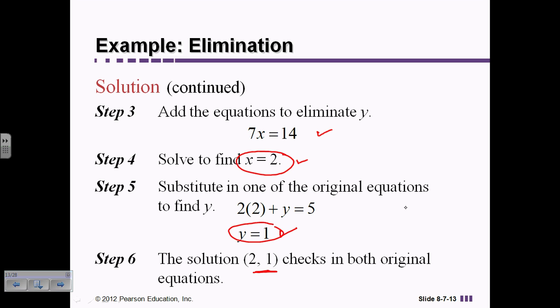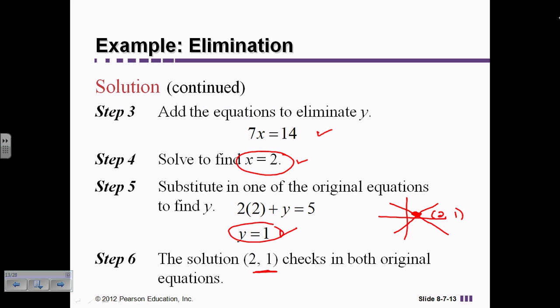So again, what that's saying is that I have two equations, and the two lines, I'm not sure exactly what they look like, but one of them might look like this, the other one might look like this, but those two lines are crossing right here at the point 2, 1, and that's our solution to the problem.